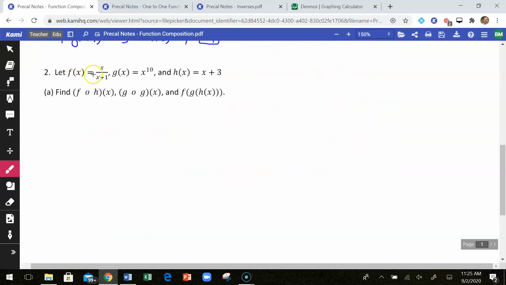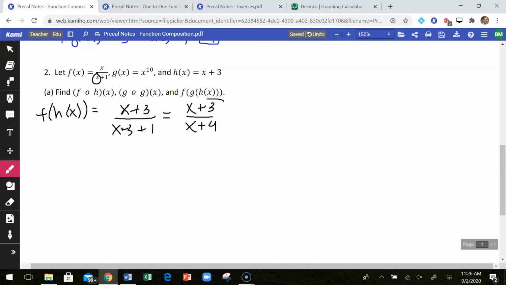All right, this time we have 3 functions, f of x, g of x, and h of x. First one, we are to find f of h of x. Okay, so f of h of x. That means I want to take h of x and plug it into the function f for everywhere that we have an x. So that means it needs to go on top where there's an x. So that's going to become x plus 3 on top. And on bottom we have x plus 3 plus 1, right? So I'm replacing this x right here with x plus 3, which would be x plus 3 plus 1, which means we would end up with x plus 3 over x plus 4.